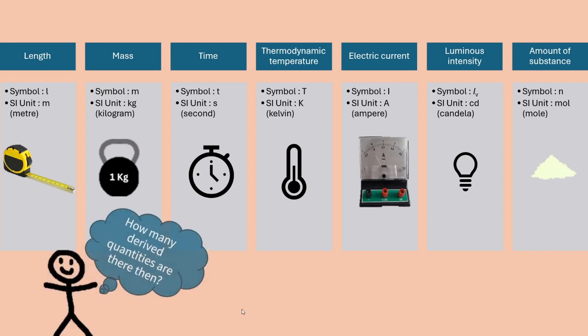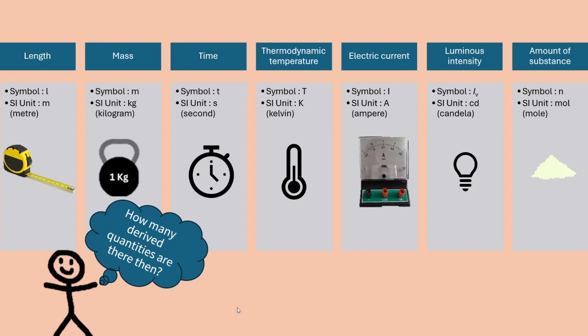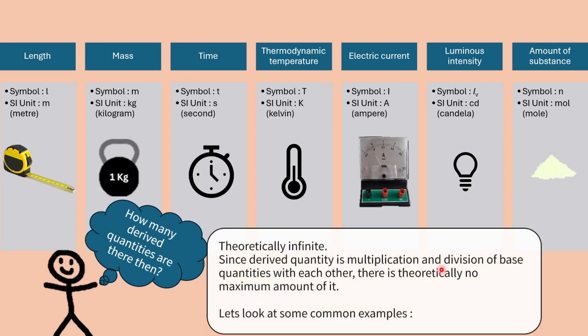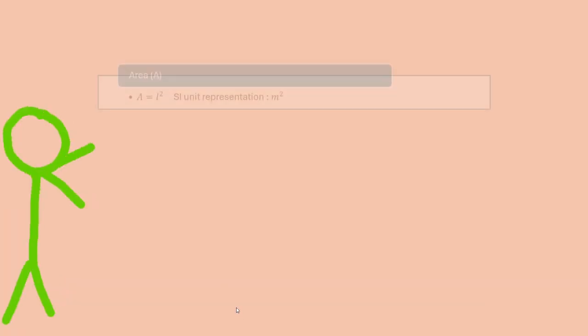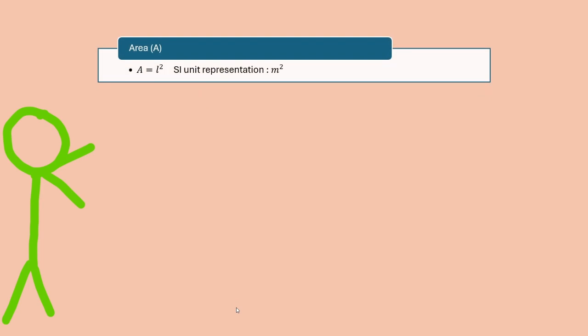Now, you may be wondering, how many derived quantities are there then? Well, actually, it's theoretically infinite. Why? Since derived quantities are multiplications and divisions of base quantities with each other, there is technically no maximum amount of them. Let's look at some common examples. First up we have area, represented by the symbol capital letter A. Area is the multiplication of two lengths, so it equals L squared.